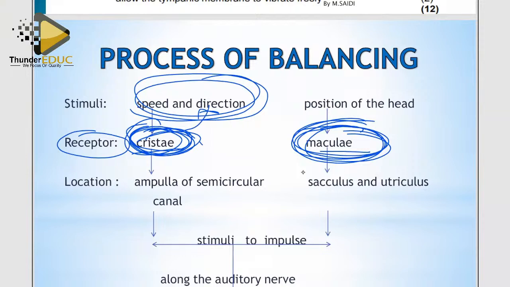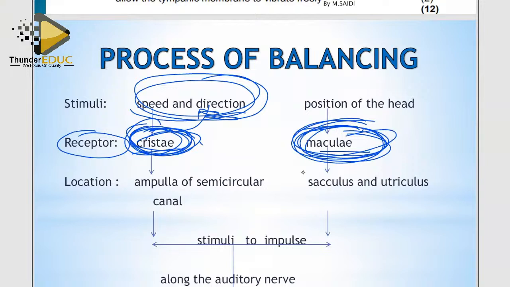But if you change the position, when you nod the head, you are changing the position, isn't it? Yes. But if you shake your head, you are changing the direction of the head. When you shake it, you're changing the direction. Yes. Well, when you nod it, you are changing the what? The position. So when you change the position, what is stimulated? It is the maculae.